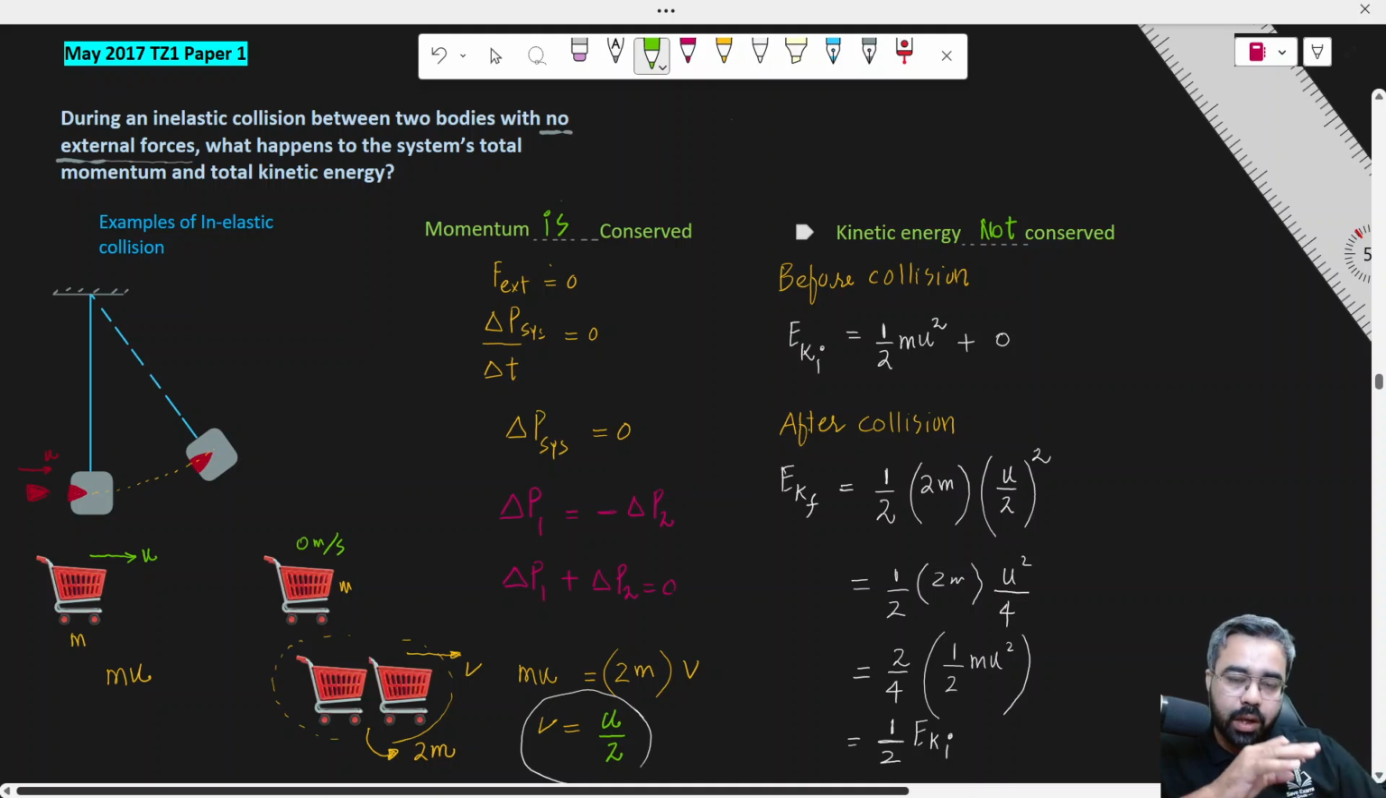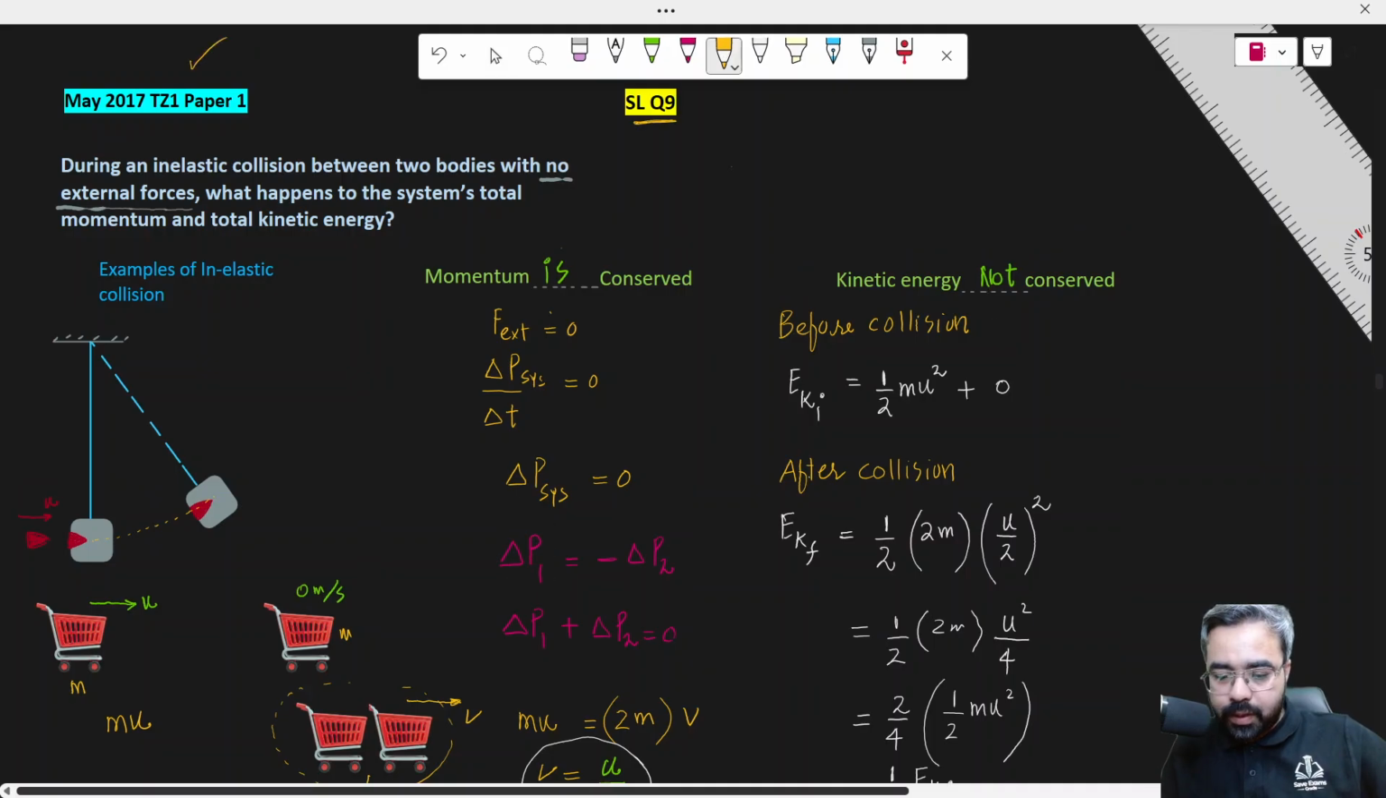Whether it's a cart collision or an embedding case in which an object embeds into another object, in all of these scenarios kinetic energy is not conserved, because energy is transformed into other forms like sound or heat. In fact, a minor amount of sound, and a major amount of heat. So for this question from this exam, option A is correct, which says that only momentum is conserved.